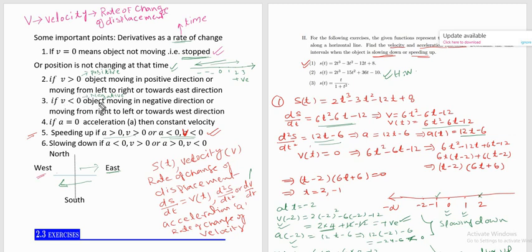Next, if v is negative, meaning less than 0, the object is moving in the negative direction, or moving from right to left, or towards the west direction.